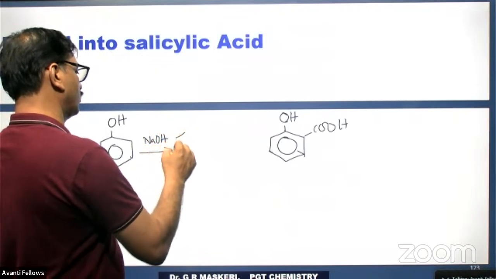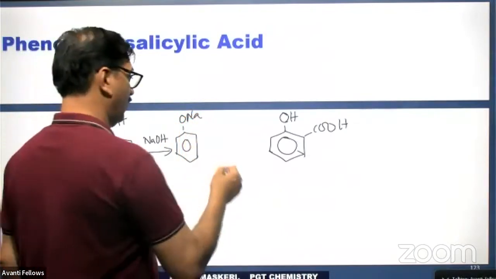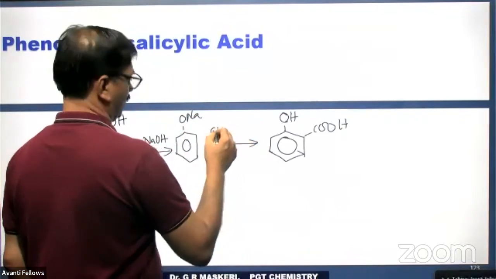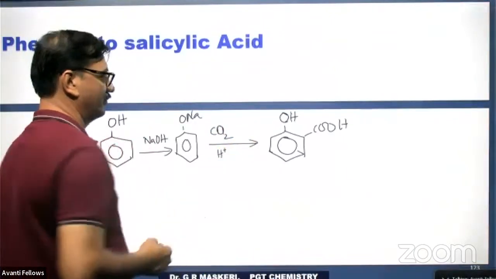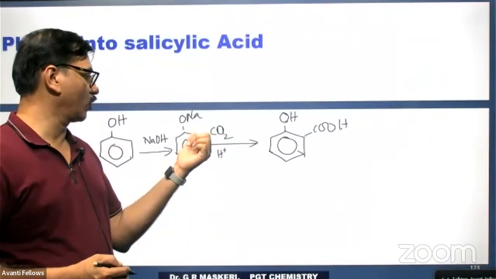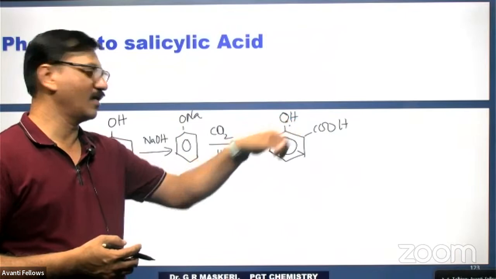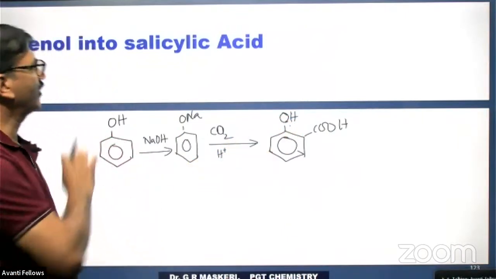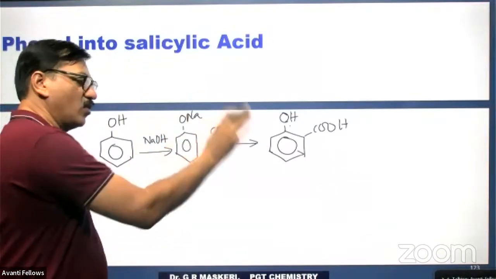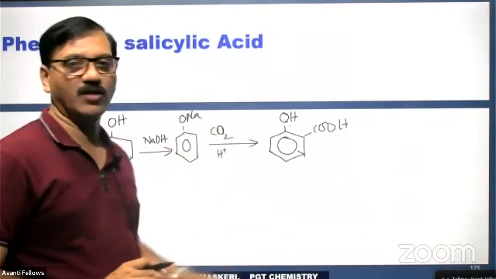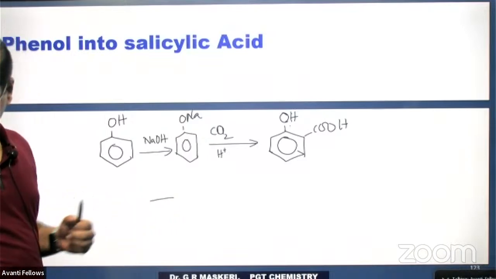NaOH so that sodium phenoxide is formed. Sodium phenoxide further reacts with CO2, carbon dioxide, in the presence of H plus. CO2 will abstract hydrogen from the ortho position and it becomes COOH there. For this, acidification is again needed. In the conversion, if you write this much, it is enough. So phenol to sodium phenoxide, and then to salicylic acid by addition of CO2. This is a conversion and also a named reaction.